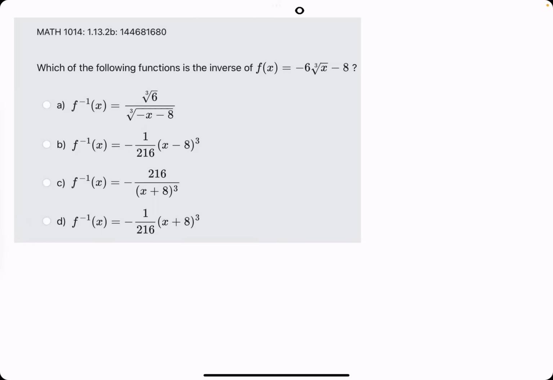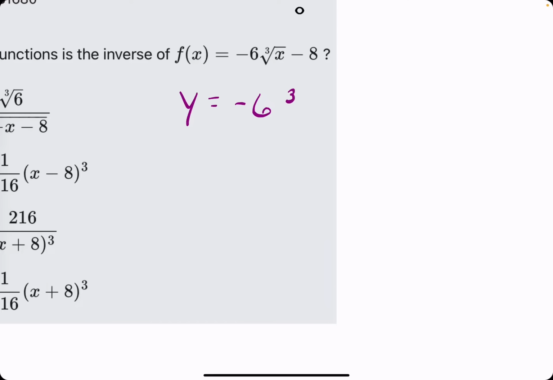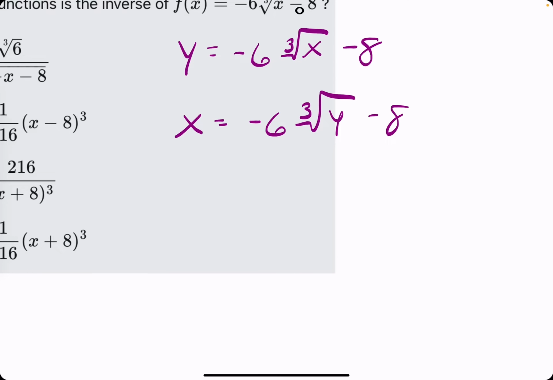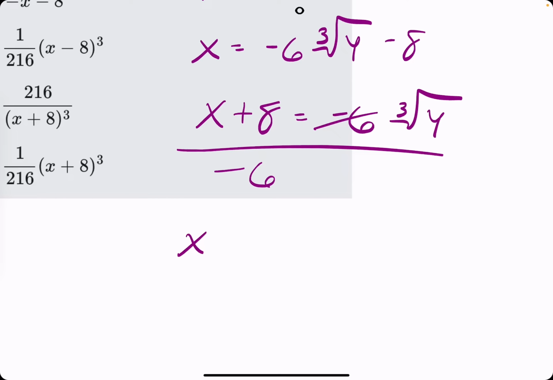All right, inverse function. We're calling this y equals negative 6 cube root x minus 8. Swap x and y. So we get x equals negative 6 cube root of y minus 8. And now solve for y. Add 8. Divide by negative 6. So we'll have x plus 8 over negative 6 equals cube root of y.